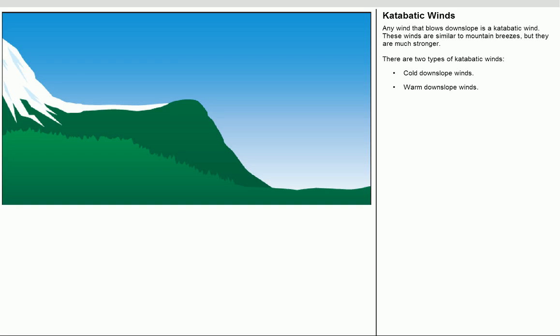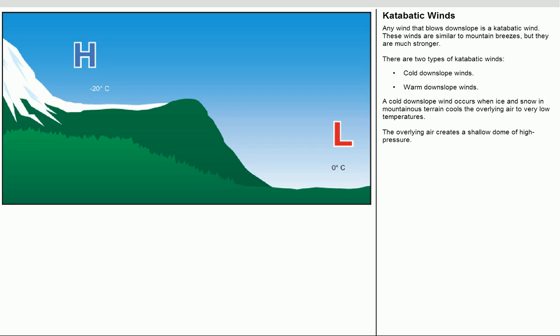Like all other types of breezes, Catabatic winds are caused by convective circulation. There are two types of Catabatic winds: cold downslope winds and warm downslope winds. A cold downslope wind occurs when large amounts of ice and snow accumulate in mountainous terrain and cool the overlying air to very low temperatures.